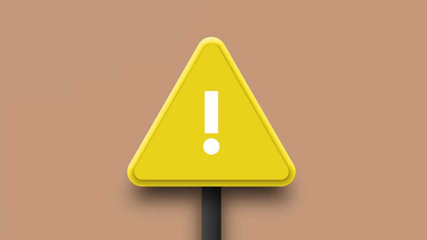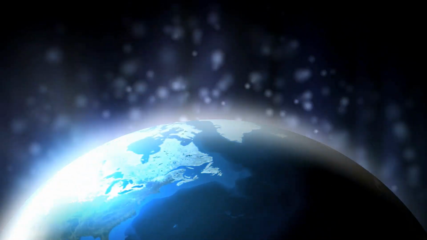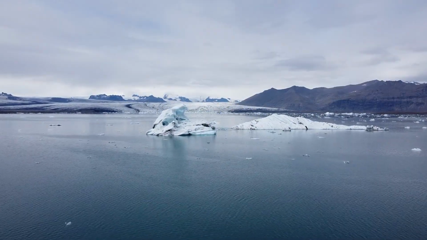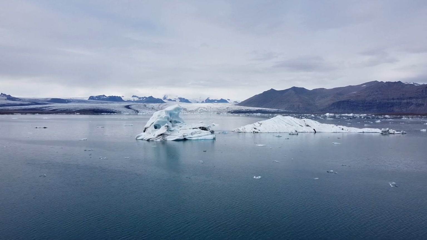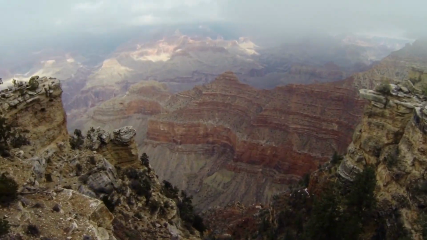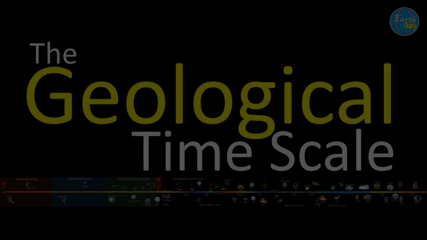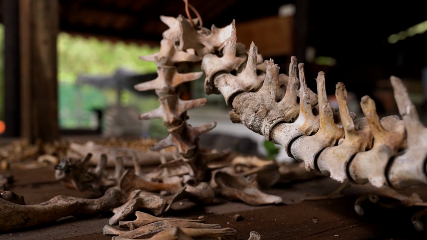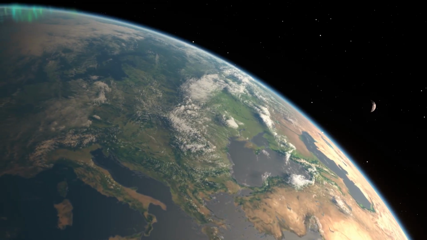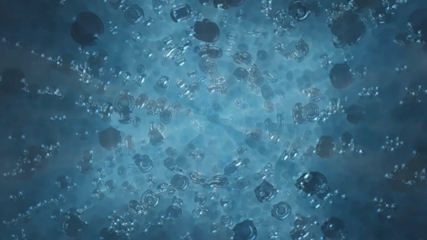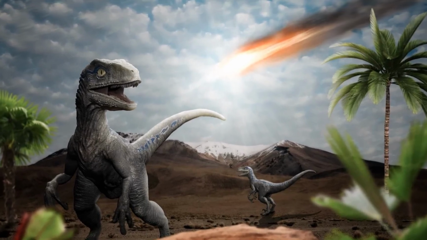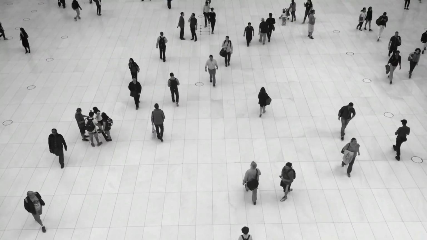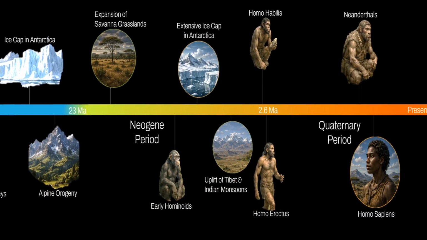But there's also a warning in that history. Past climate changes happened over millions of years. Today, many changes are happening far faster, largely because of us. And that's why Earth's past matters. So, the geologic time scale isn't just about rocks and fossils. It's the story of our planet. 4.6 billion years of fire, oceans, evolution, and extinction. And maybe the most important realization is this. We are not the center of Earth's story. Just the latest chapter.